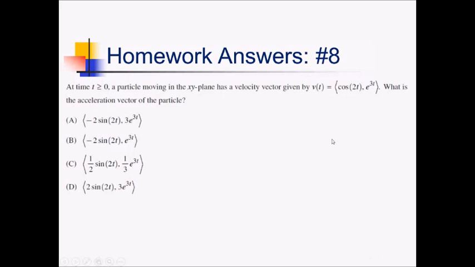On this problem, we have a velocity vector, and we want the acceleration vector. So this is a very quick, straightforward problem. You just need to take the derivative of x prime and y prime individually. So derivative of cosine of 2t, that's going to be negative 2 sine of 2t, using a little mini chain rule there. And derivative of e to the 3t, well, another chain rule. So we've got e to the 3t times that tail of 3, so 3e to the 3t. And that's going to match answer choice A.